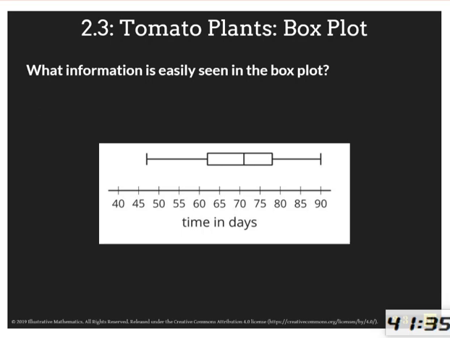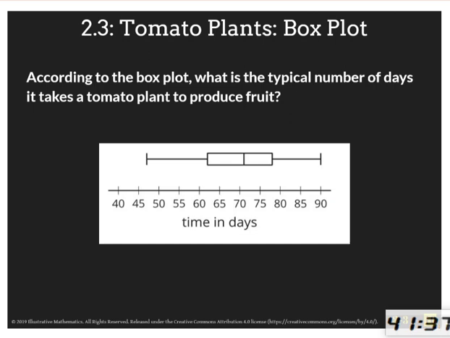All right, and according to the box plot, what is the typical number of days it takes a tomato plant to produce fruit? Remember again, typical would be mean or median. Let me give you about 20 seconds to come up with an answer there. All right, so 42:05. And the median here is right there, at about 71, 72.